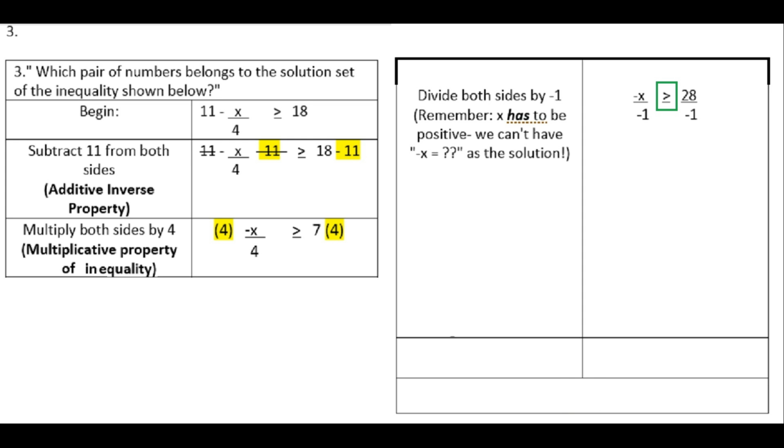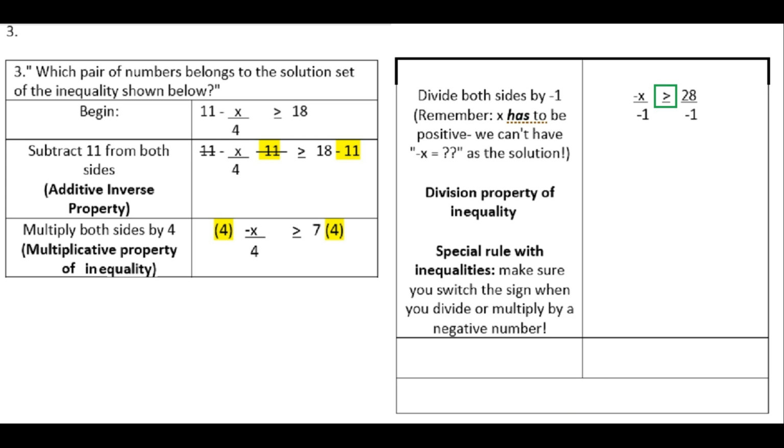Now, we have to divide both sides by negative 1. See where I put that green rectangle? X has to be positive. We cannot have negative x equals some number as a solution. That's the division property of inequality, but there's a special rule. You have to flip the sign whenever you divide or multiply by a negative number. That's why I saved this for the last step. So it's x is less than negative 28. The only answer with two numbers less than negative 28 is B.